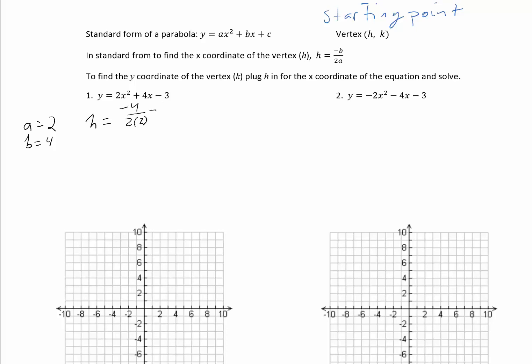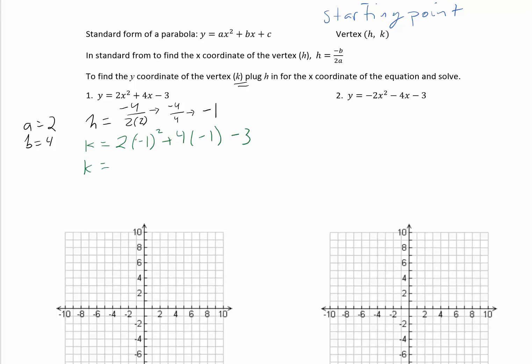When I simplify this, I get negative 4 over 4, which simplifies to negative 1, which means the h value, or the x value, of the vertex is negative 1. To find k, or the y value, you plug h in for the x coordinate of the equation and solve. Since k is the y value, I'm going to say k equals 2 times parentheses negative 1, because x is negative 1, squared, plus 4 times negative 1 minus 3. Then I need to simplify.